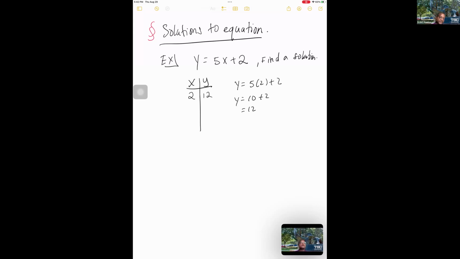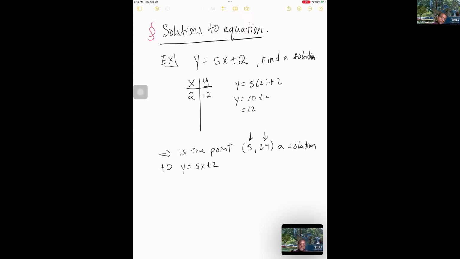Similarly, but slightly different, I could ask the question in reverse. I can say, is the point (5, 34) a solution to y equals 5x plus 2? And quite simply, what it's saying is, hey, I did some math. I plugged in x equals 5, and I got 34. Did I do it correctly? That's really what they're asking.